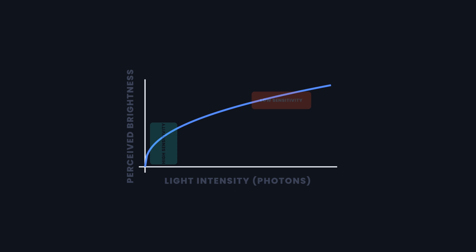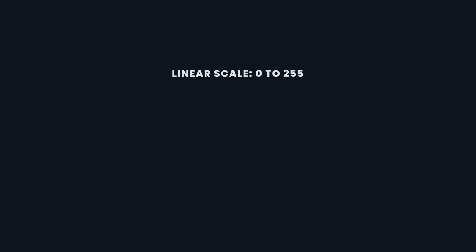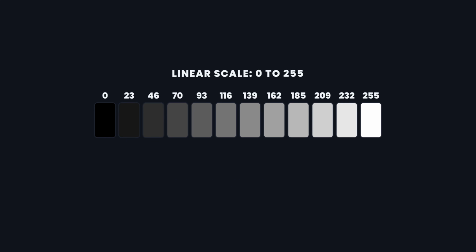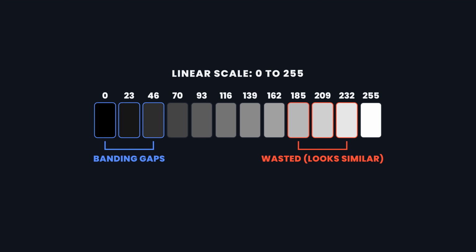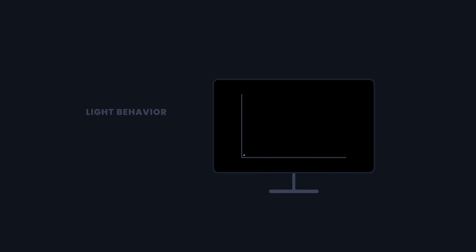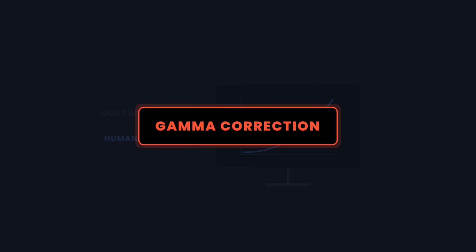So if a screen just used the numbers 0 to 255 in a straight line, most of those steps would get wasted on bright tones where we can barely tell them apart anyway, and we'd run out of detail exactly where we need it the most, which is down near the dark end. So almost every screen quietly bends that scale to match how we actually see and not how light behaves. And this method is called gamma correction.